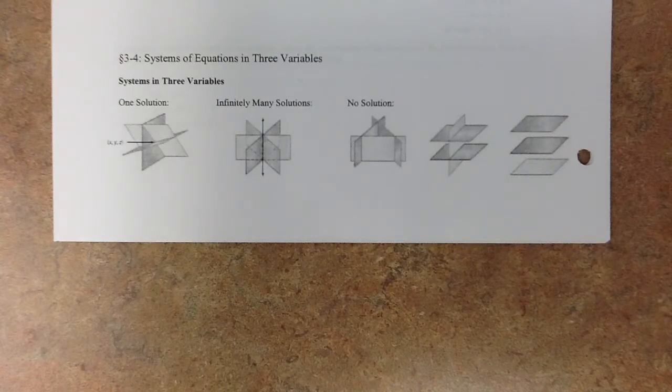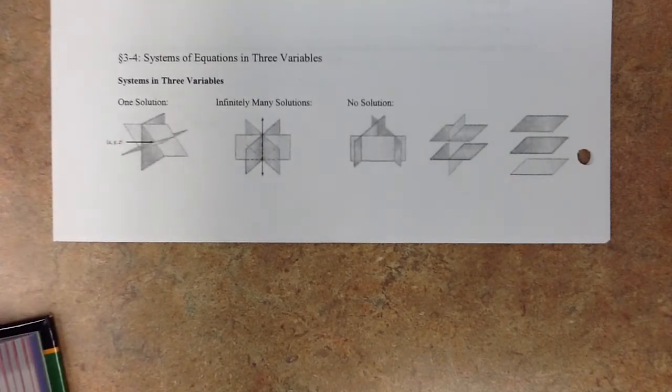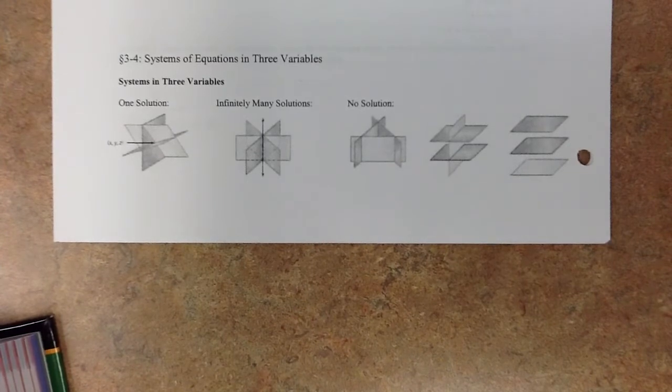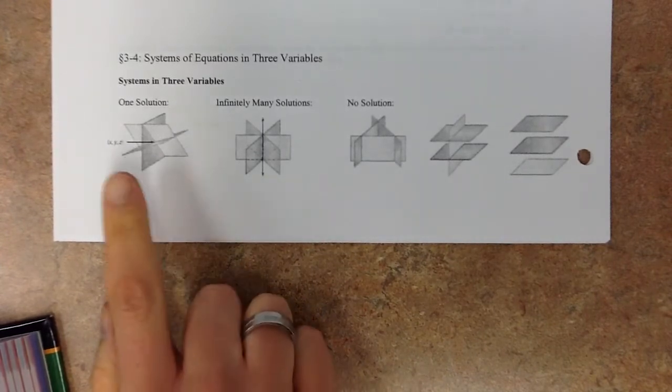So when you're looking at an equation that has 3 variables in it, what you get is a 3-dimensional graph in the shape of a plane. Obviously the paper itself is not in 3 dimensions, but you can see that we've got these sketches of 3-dimensional graphs. And when you're looking at a system of equations in 3 variables, these 3 planes can intersect each other in multiple different ways. Here's one solution.